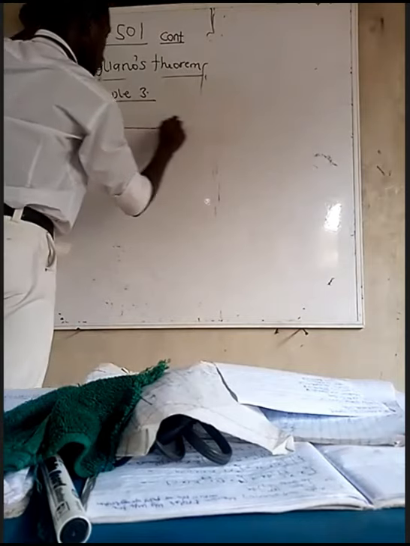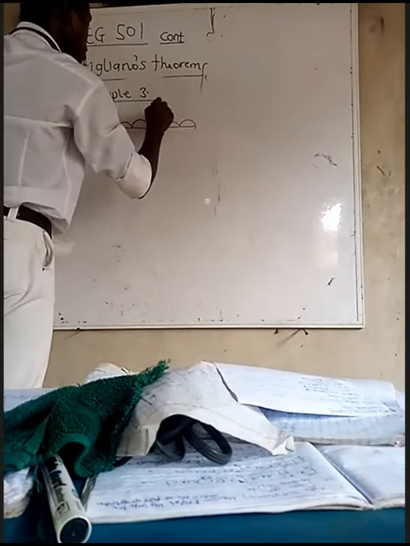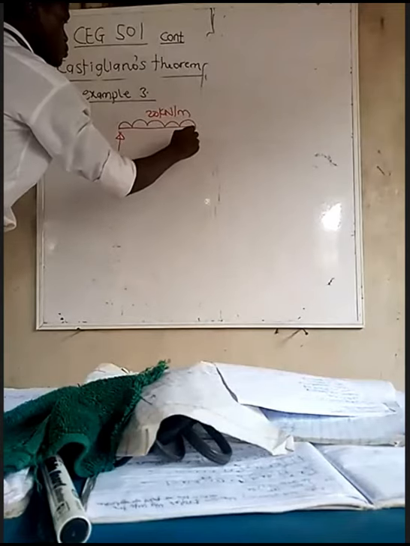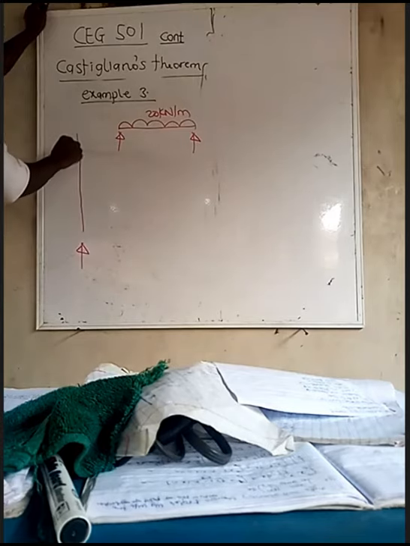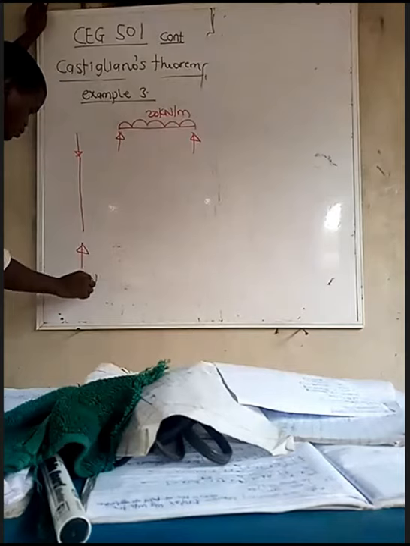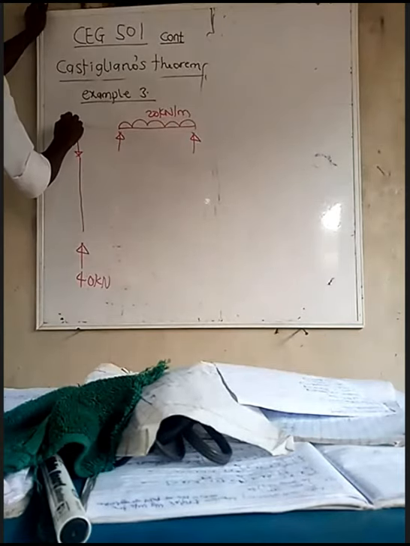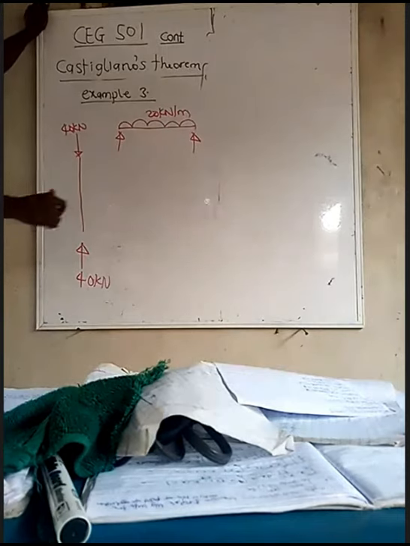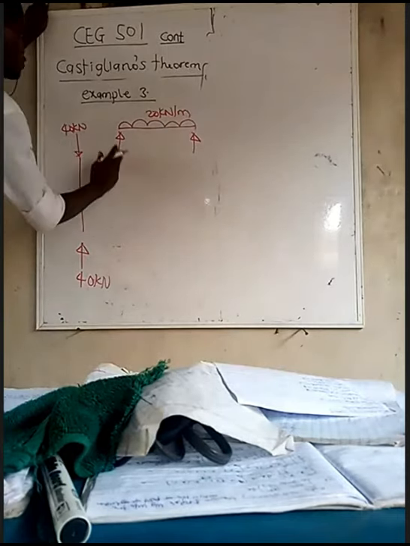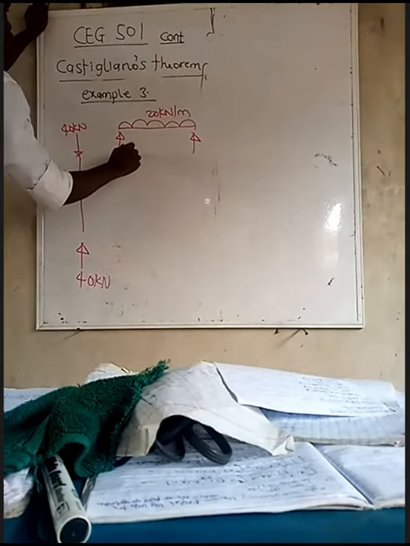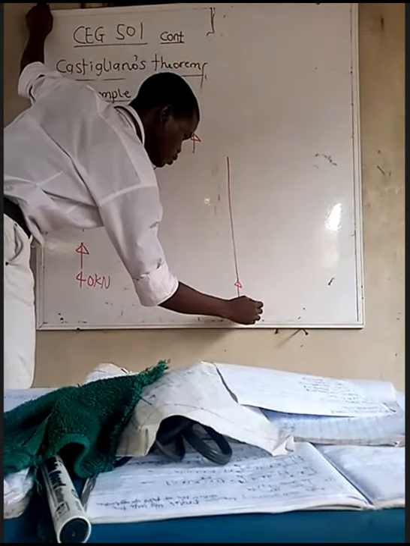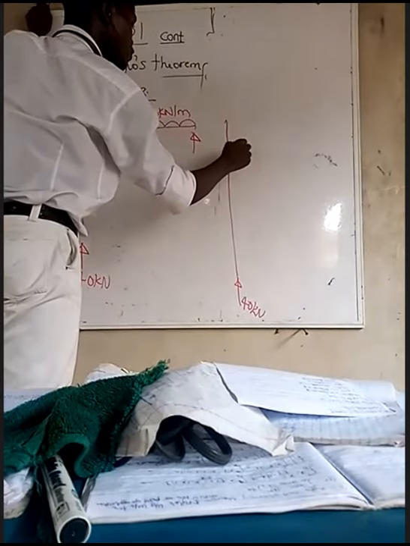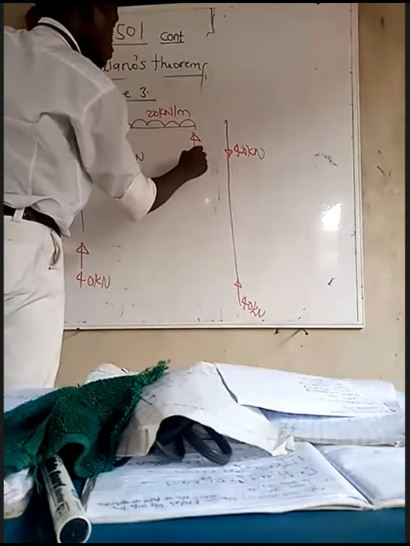So let's add that structure again. 20 kilonewton per meter. I've divided this into three parts now. This 40 kilonewton must also act down here to maintain equilibrium on this member. Whatever is acting here must act up here also. This also must act down. 40 kilonewton here. Only 40 kilonewton here to push it up also.